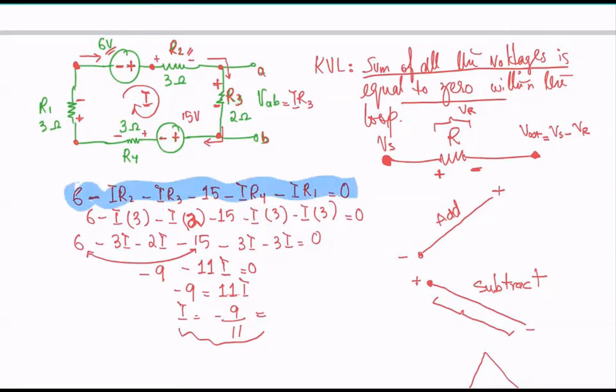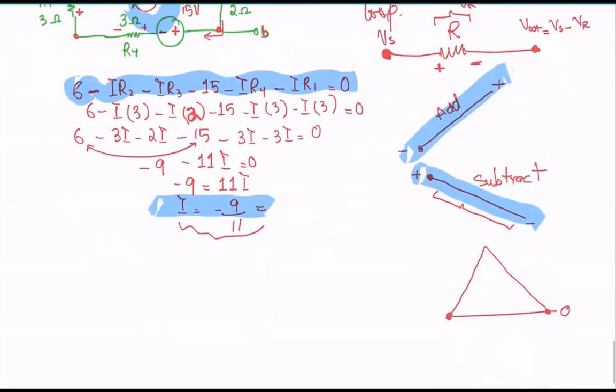Just think of it like climbing up the hill when you are going from negative to positive. And when you're going from positive to negative, you just subtract all the values. You have to make sure that you are going clockwise. You have to be consistent. You can also do this counterclockwise. You will still get the same answer, but you have to be consistent.